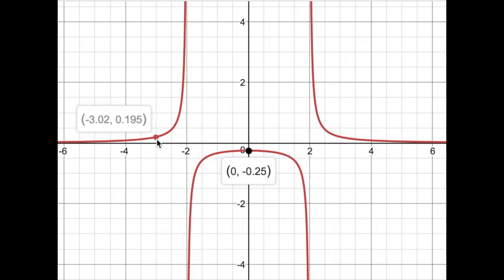So for instance, if I sub in negative 3, I would get 0.2. I can plot that point. I can do that for any number of points that I need to confidently produce an image of what this function would look like when sketched.